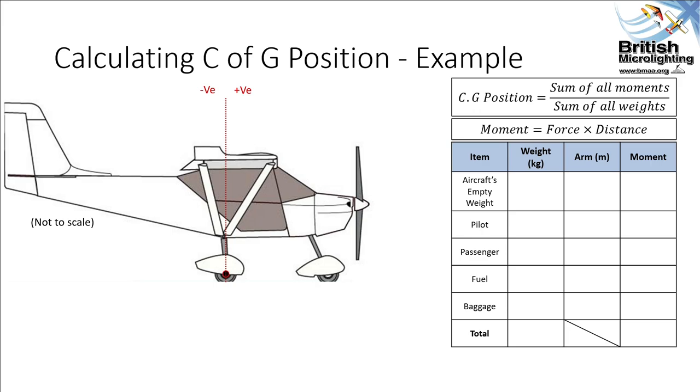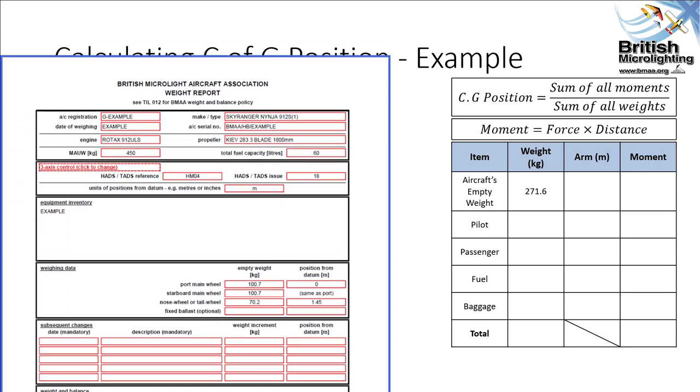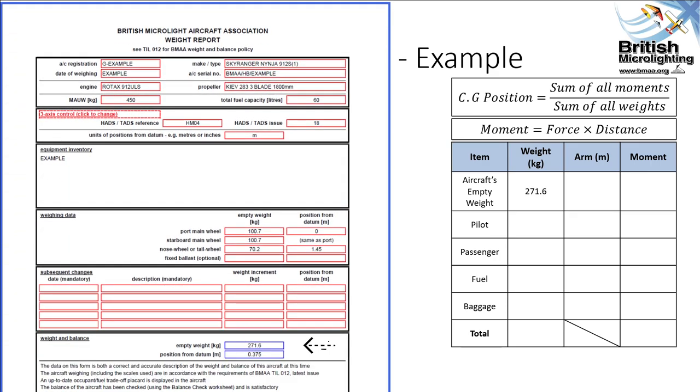Let's move on by listing the weight of each item. The aircraft's actual empty weight, remember we use the actual empty weight of the aircraft, not the basic, in this example, is 271.6 kilograms. This will be taken from the aircraft's latest weight report, as seen here.